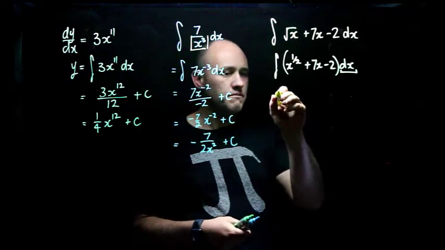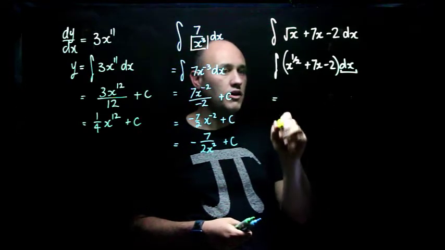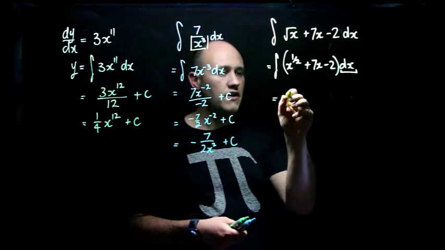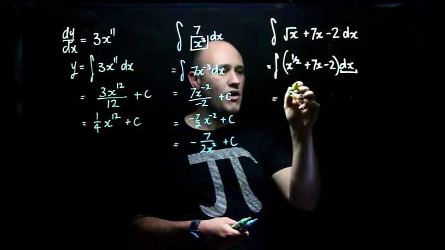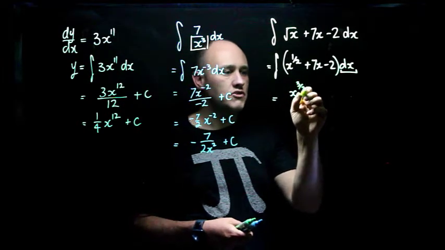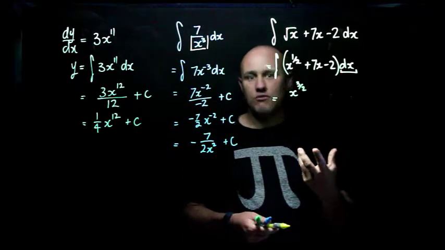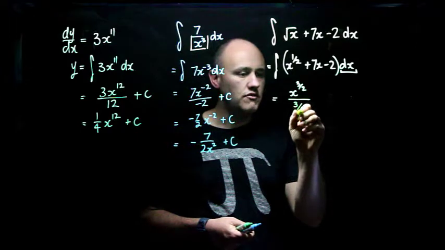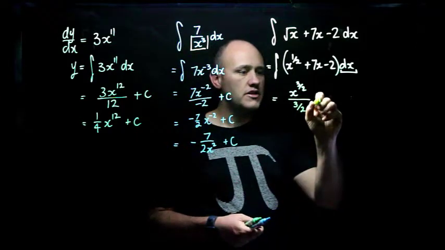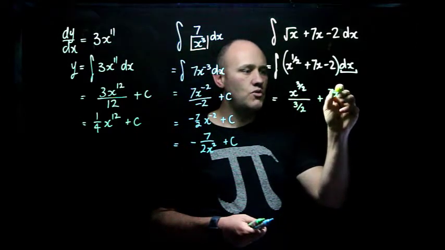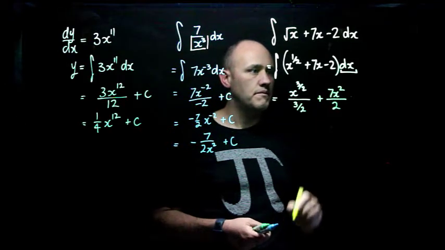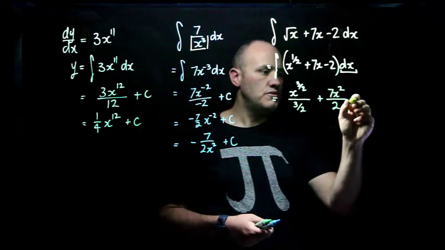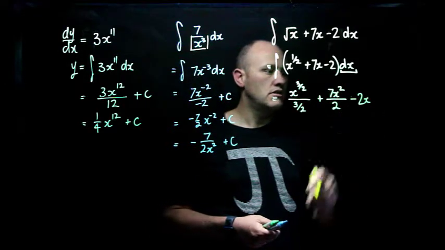So I'm going to integrate this. Now I can integrate everything. I'm going to do it all in one go. So x to the power of a half becomes x to the power of 1.5, which I write as 3 over 2. So that half increased by 1 is 1.5, and we divide by the new power, which is 3 over 2. And then 7x becomes 7x squared divided by the new power. And minus 2 just becomes minus 2x.